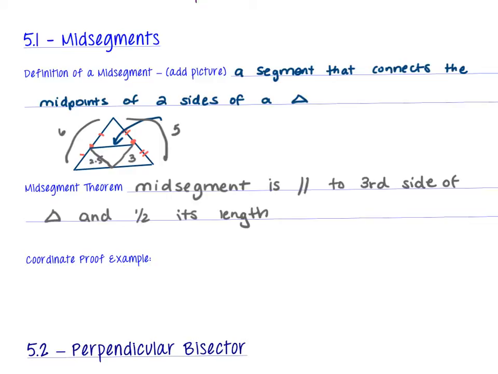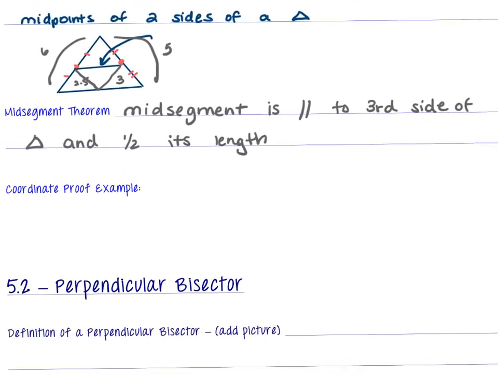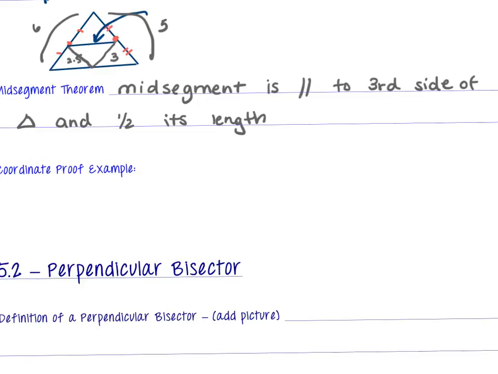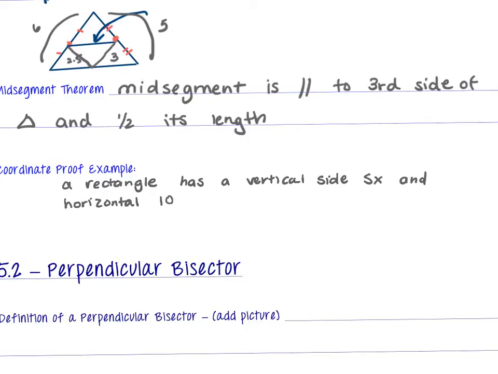Then we got to coordinate proofs, right? So these said something where you were kind of mapping it out. Like, let's say a rectangle has a vertical side of 5x and horizontal side of 10x.